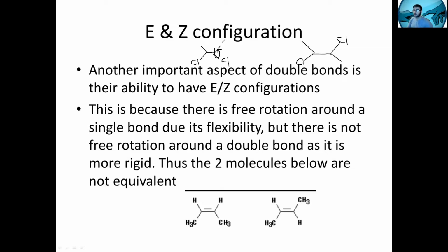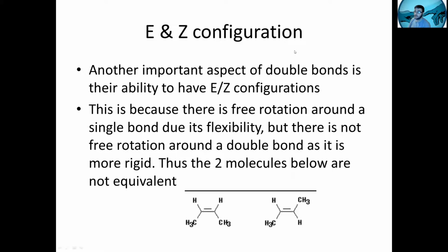It's very flexible. But as soon as you have something like this, where it's a double bond right here in the middle, suddenly you cannot have this rotation anymore, because double bonds are rigid. They're much stronger and much more rigid than single bonds. So you can no longer have this rotation. Thus, this and this are no longer equal. They're now completely different. Whereas in single bonds, they're essentially the same, because if you just rotate it a little bit, it's the same thing.